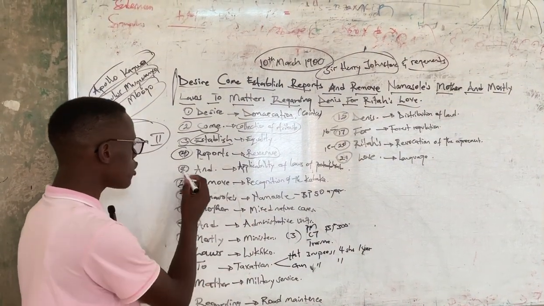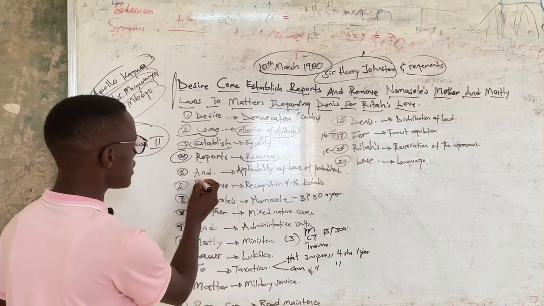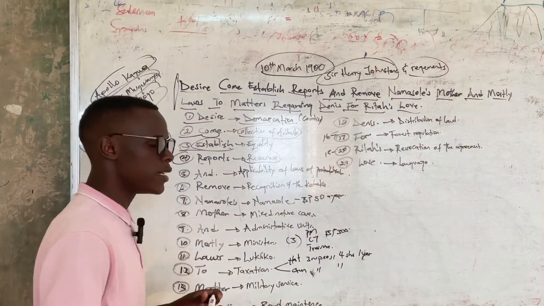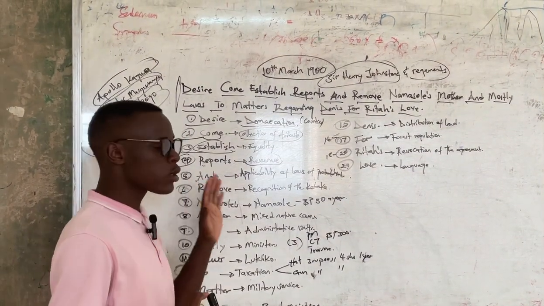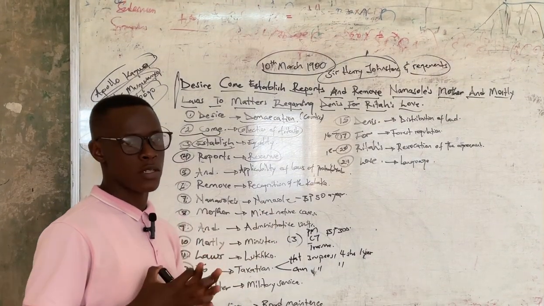That is Article 4. Then when we go to Article 5, which has the word and in it, Article 5 talks about the applicability of laws of the protectorate.